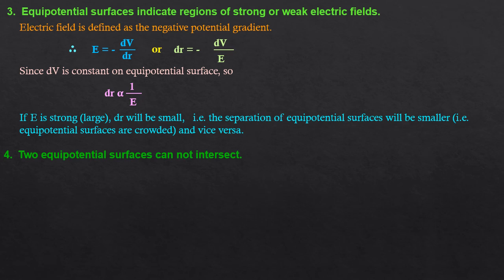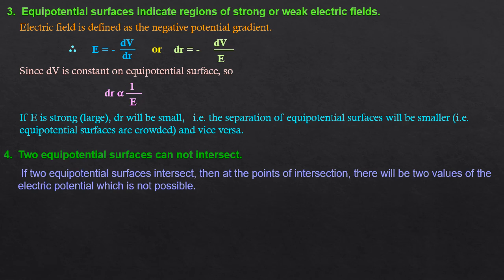Next point says that two equipotential surfaces cannot intersect. We already seen that in case of electric field lines, two electric field lines can never intersect because at the point of intersection, they will have two directions. Similarly, two equipotential surfaces cannot intersect. Why it is so? Because if they intersect, at the point of intersection there will be two values for electric potential, which is not possible.